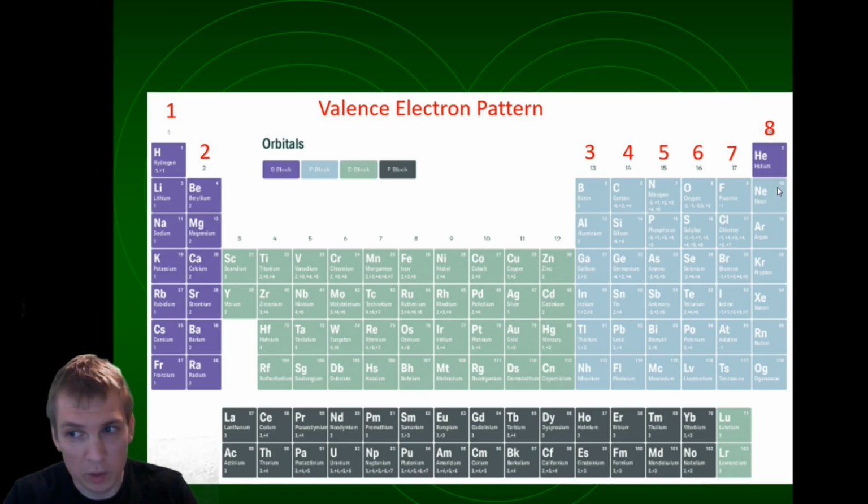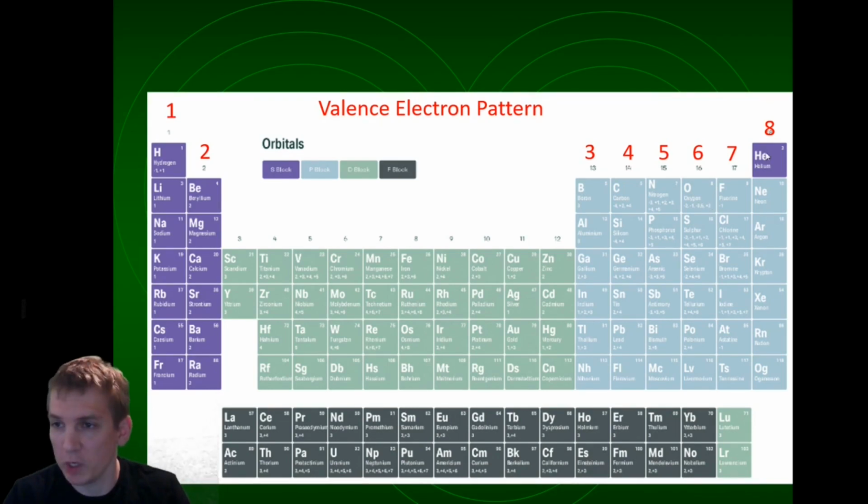There is one exception, though. The one exception is helium. Helium does not have 8 valence electrons. Even though it is in column number 8, it does not have 8 valence electrons because it only has a total of 2 electrons. It's element number 2. That means it has 2 protons. Therefore, it has 2 electrons.